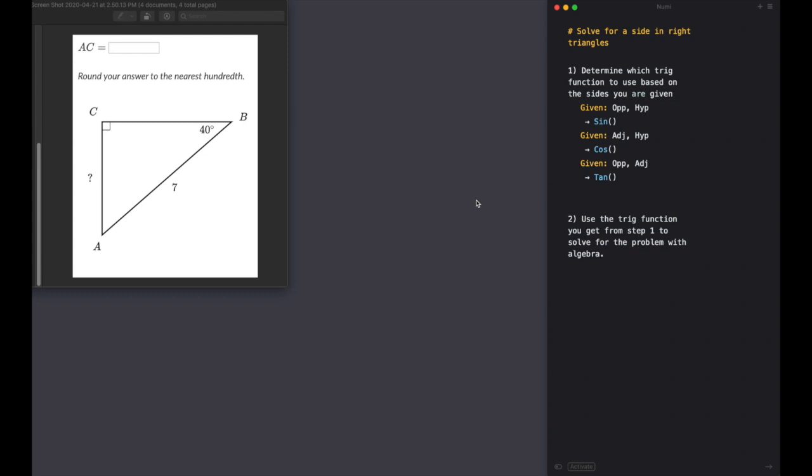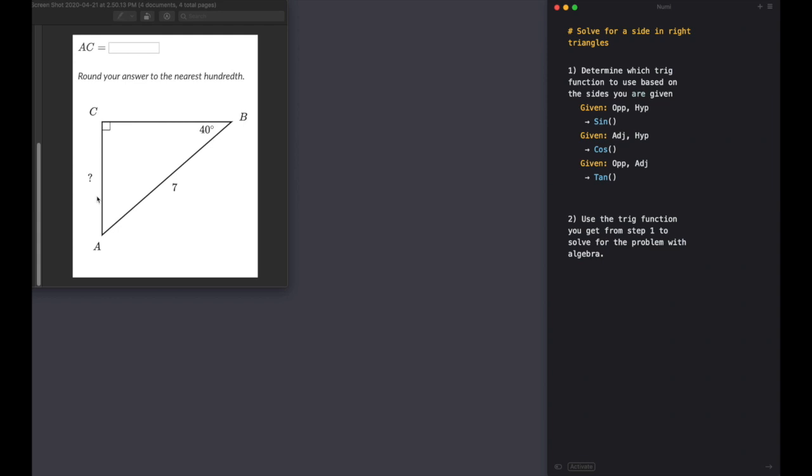So this video is going to be about solving the sides in a right triangle. They're going to give us a number of problems where they give us one angle and one side, and they want us to find the last side. Now we can actually do this using trigonometry.